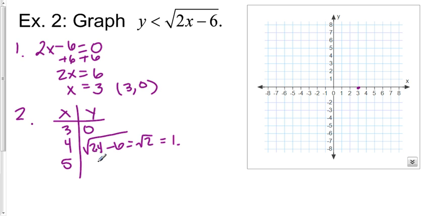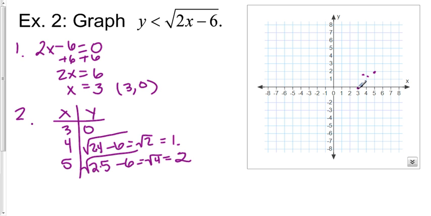I'm not really sure. Okay, if I plug in 5, I'm going to get the square root of 2 times 5 minus 6. So that's 10 minus 6, I get the square root of 4. This one makes me happy because it's a whole number. The square root of 4 is 2. So (5, 2) is on the graph. I'm going to go ahead and start my graph here. So I know (3, 0) is on the graph. I know (4, 1 point something) is on the graph, the square root of 2. So somewhere around here. And I know (5, 2) is on the graph, right about there.